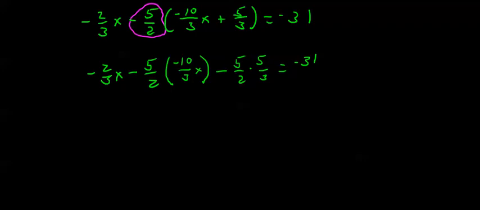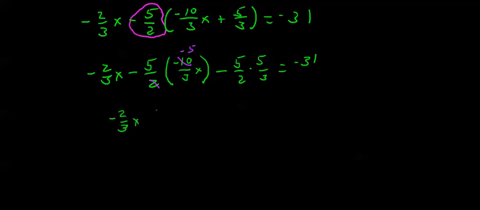Now, before I multiply, cancel if you can. You can't always, but it's a good rule to cancel. So 2 goes into negative 10, negative 5. Sometimes it's going to help, and sometimes it's not really worth it. But a good rule of thumb is to always cancel. So we end up with negative 2/3 x.